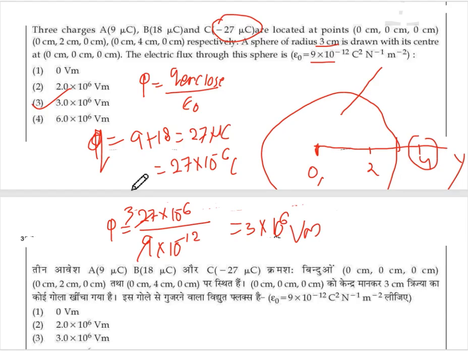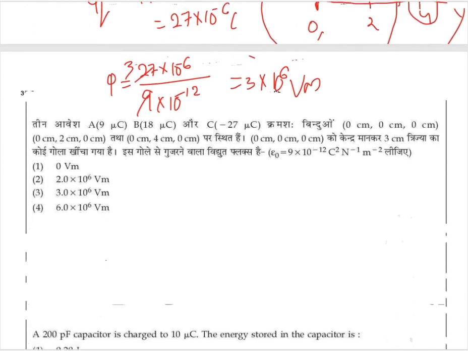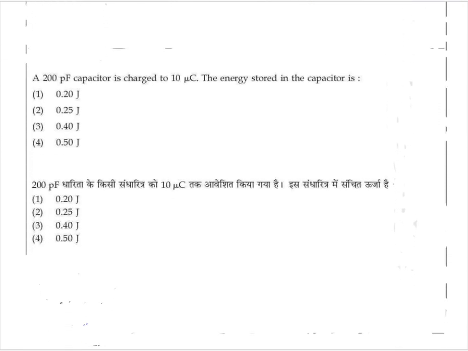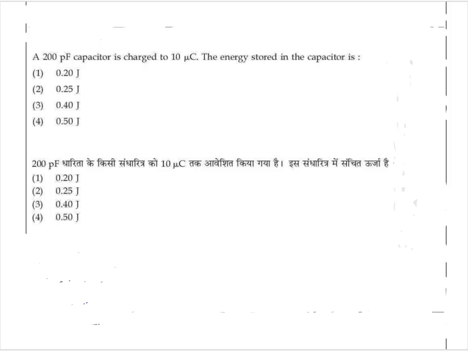Our next question is given as: a 2 picofarad capacitor is charged to 10 microcoulomb. What is the energy stored in the capacitor? The direct formula for energy stored in terms of U and Q, you have to remember, is U equal to Q square by 2C. So just remember this formula and put in the values.